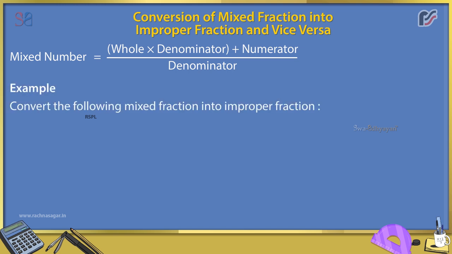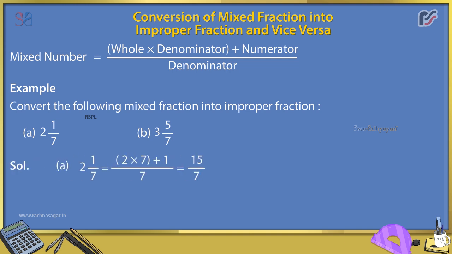Example, convert the following mixed fractions into improper fractions. A. 2 and 1 by 7. B. 3 and 5 by 7. Solution. A. 2 and 1 by 7 is equal to, in the brackets, 2 multiplied by 7 plus 1, by 7, which is equal to 15 by 7. B. 3 and 5 by 7 is equal to, in the brackets, 3 multiplied by 7 plus 5, by 7, which is equal to 26 by 7.